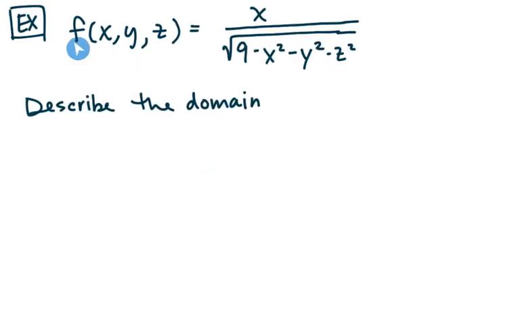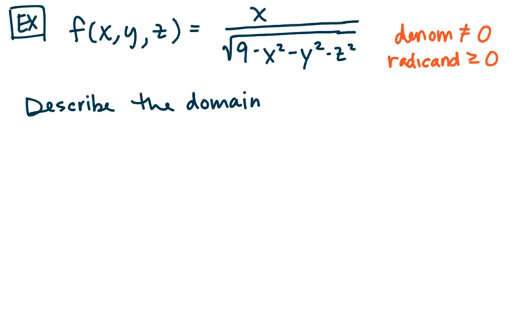So for this example, we have a function of three variables, x, y, and z. And again, we need to describe the domain. I don't care about what's in the numerator. The numerator can be any number I want, but I have a denominator. And a couple things I know, the denominator cannot equal 0. I also have an even root, so that radicand, what's under the even root, must be greater than or equal to 0. So we can't have not equal to and equal to simultaneously.